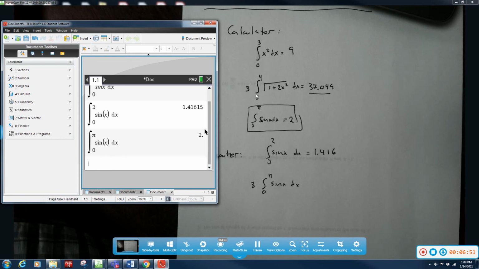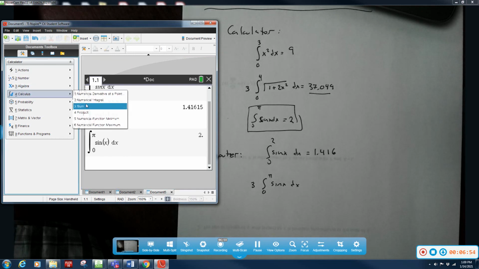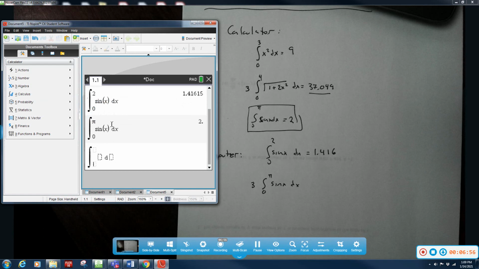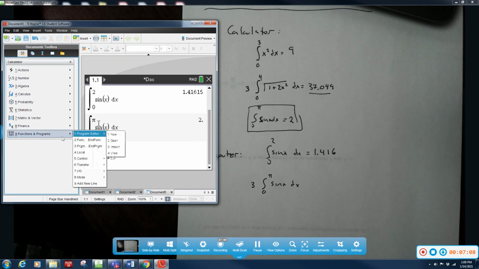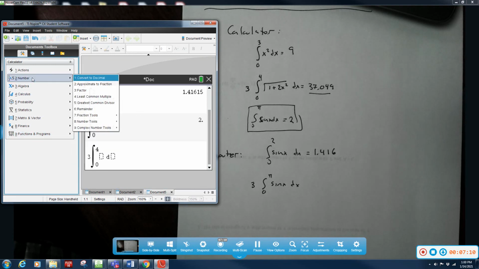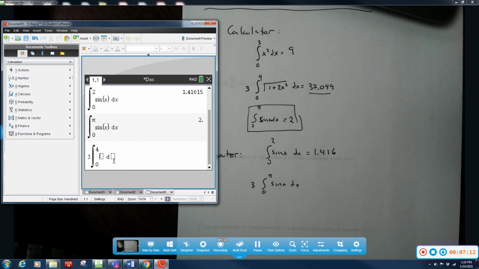And I can do it for any of these. I can do it for this little one up here. Calculus, numerical integral, whoops, put the 3 on the outside. We're going to get 0 to 4. And I'm going to type in the square root. Now, typing in the square root, I think you can use the functions program. It can help you with that. There's some number stuff you can use, or algebraic. Or you can just type in the phrase SQRT.